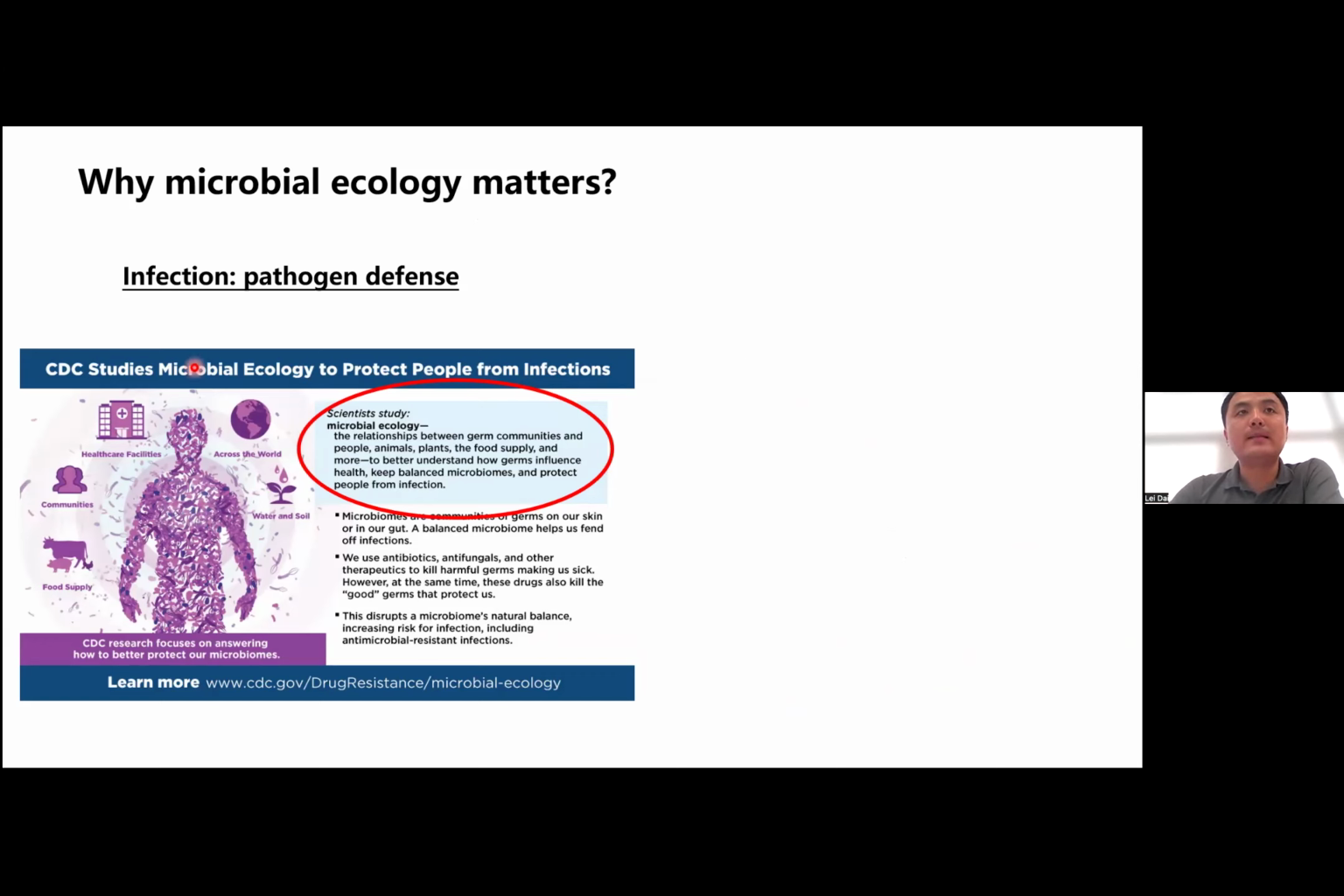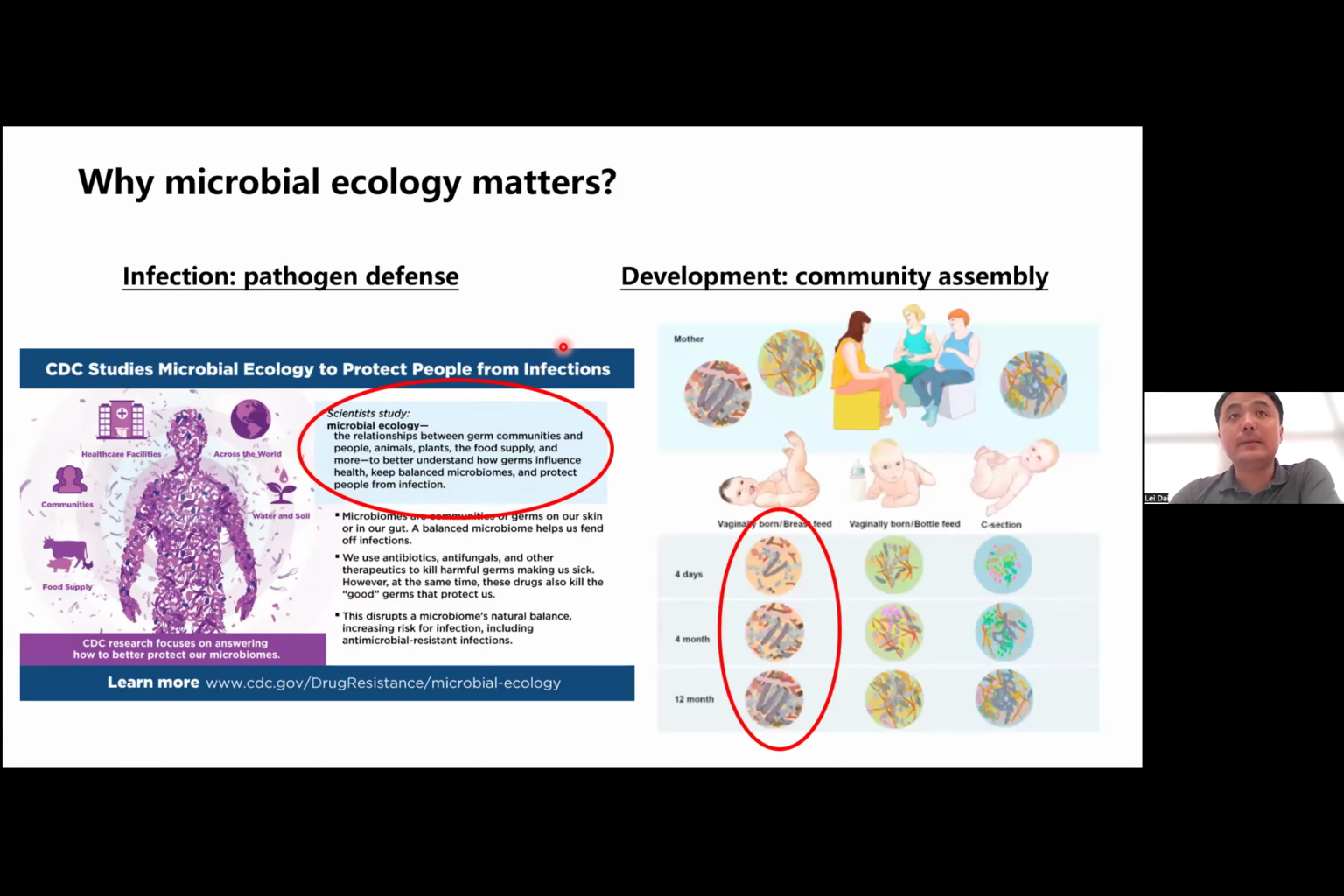For example, this is a slide I took from the United States Centers for Disease Control, where it's clearly stated that microbial ecology is a field that helps us understand how germs influence health, keep balanced microbiomes, and protect people from infection. So it's important to have a balanced, healthy, commensal microbiome to reduce the probability of being infected by pathogens. This is one very clear point.